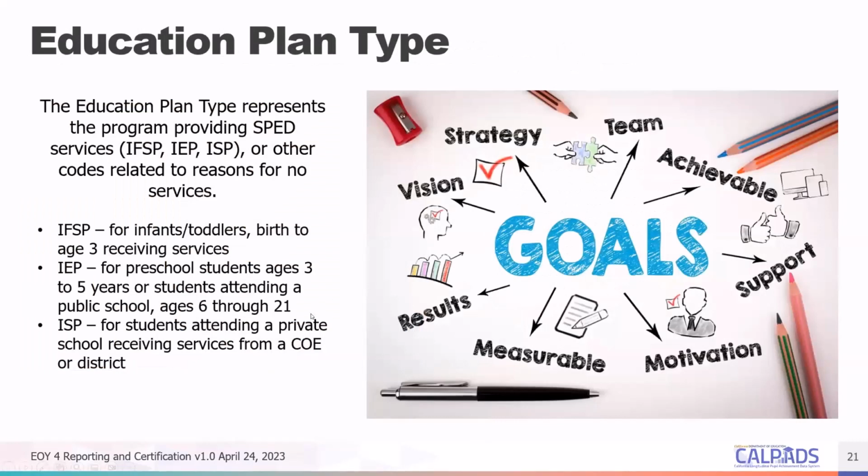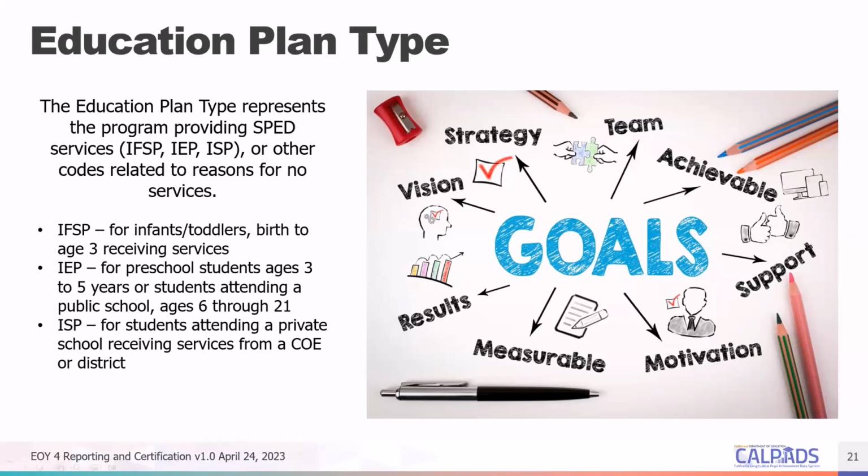And then the education plan type, this is important as well, right? We have our IFSP for the infants and toddlers, age 3 and below, the IEP for students age 3 to 5, IEP for students who are as young as 3 and go up to the age out at 22, so 3 to 21, and the ISP for those same ages for students in private school.